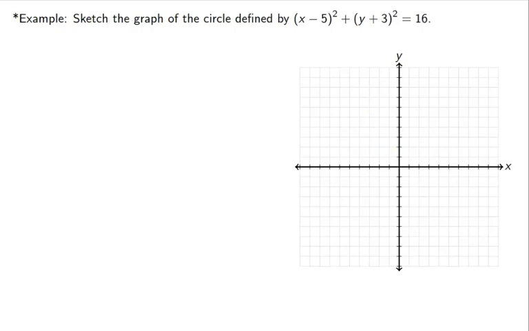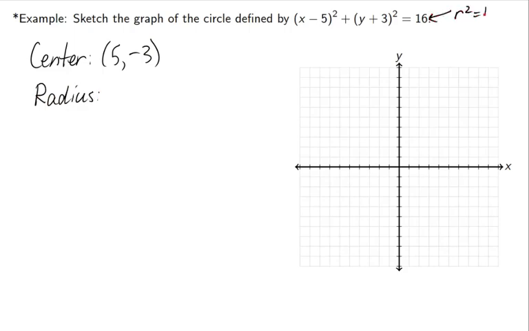Next example, and again this is a star problem, so feel free to try it first and then come back to see my solution. The center is h, k, so doing it a little bit faster than we did last time, remember it's always the opposite here. h is going to be +5, and k is going to be -3. So my center is 5, -3. For my radius, again this number is always r squared. So r equals 4.